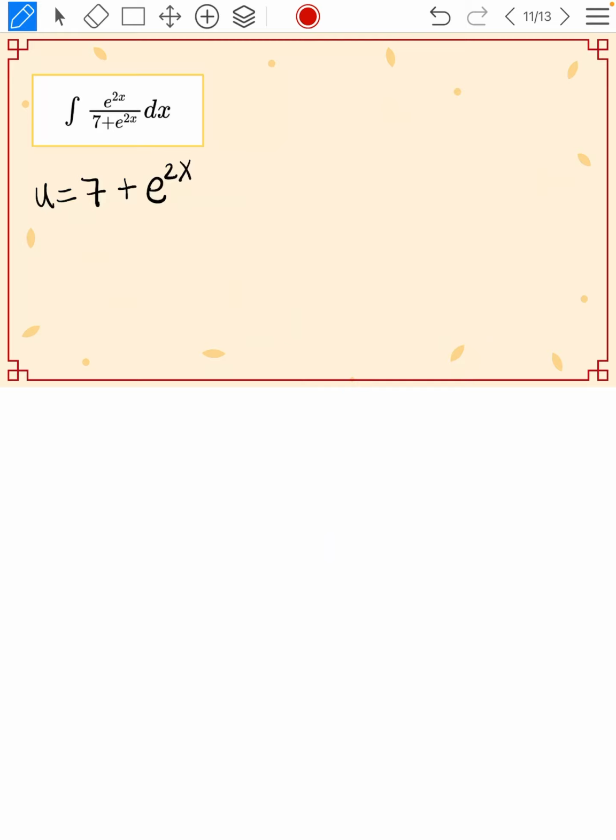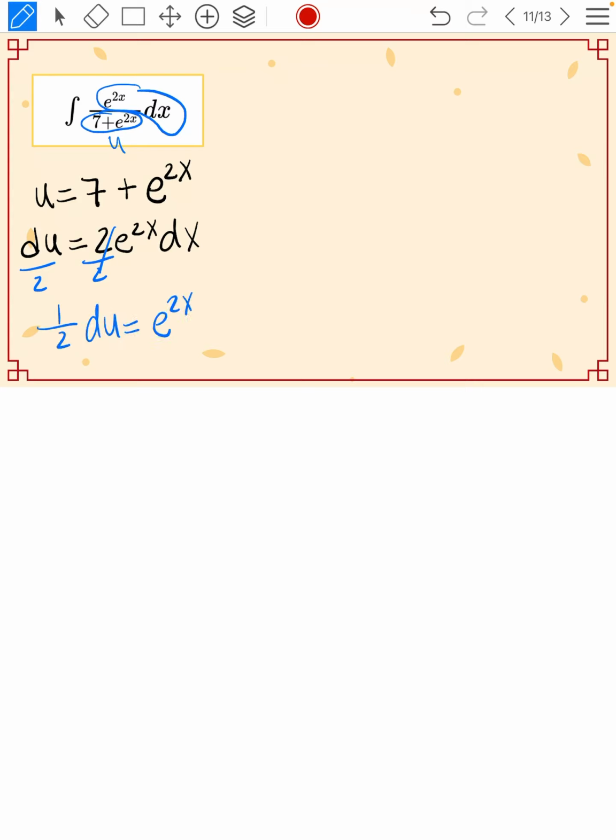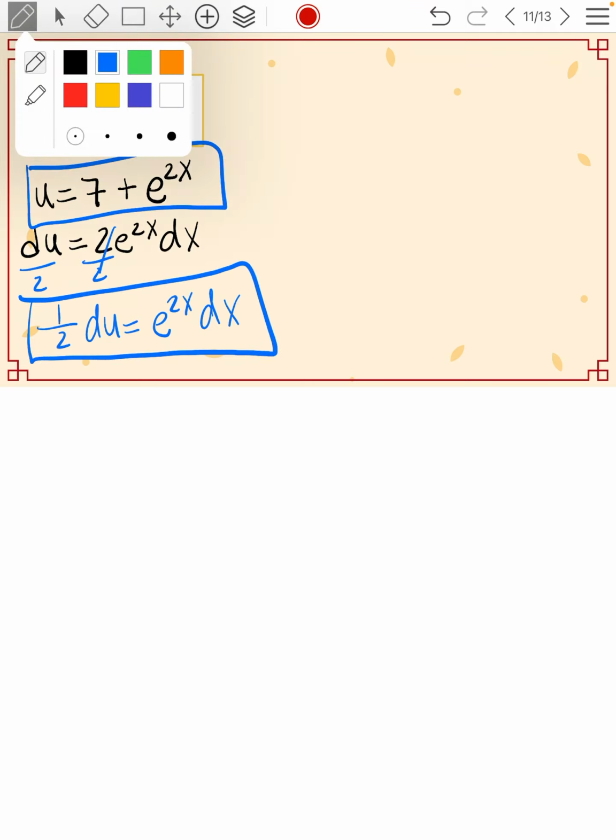So here though, it might be helpful to take the 7 as part of my u, because then the derivative of it, the derivative of 7 is 0, and the derivative of e to the 2x is 2e to the 2x dx. So far looking pretty good. I can have this be my u, and then I want e to the 2x dx by itself. So if I divide by 2 on both sides, I'll have 1/2 du is equal to e to the 2x dx. So here's my u, here's my du.